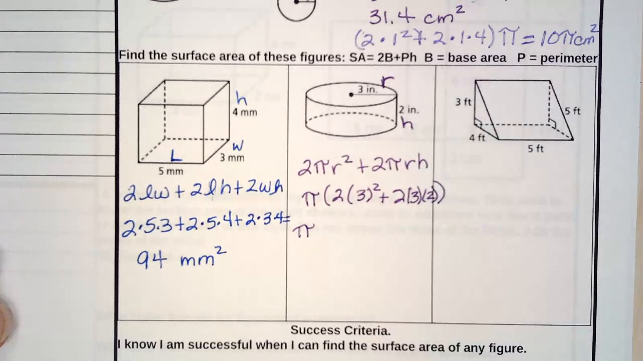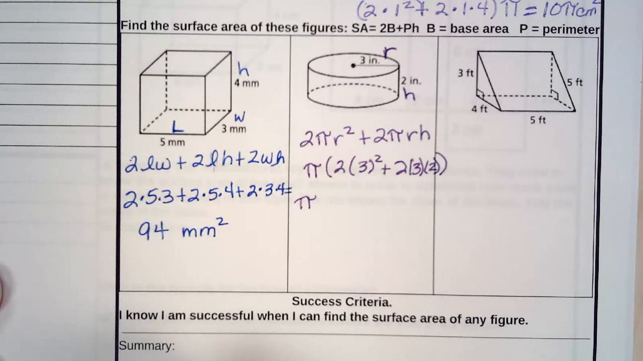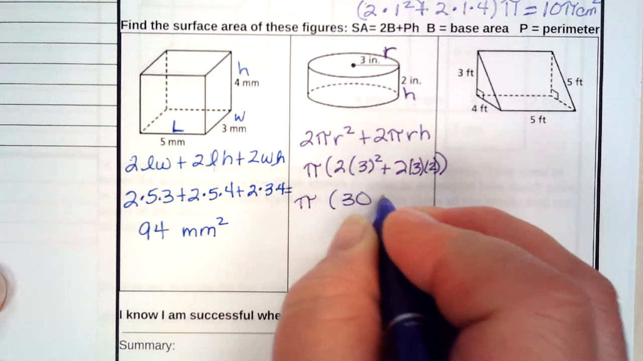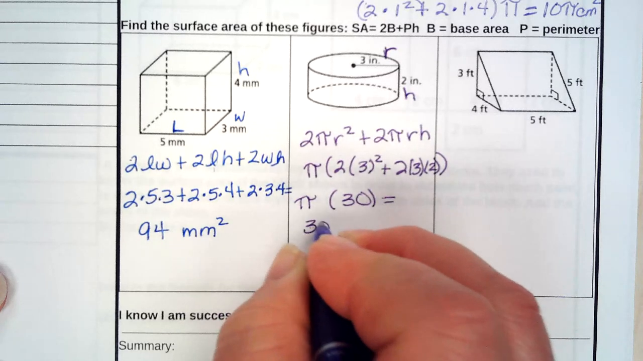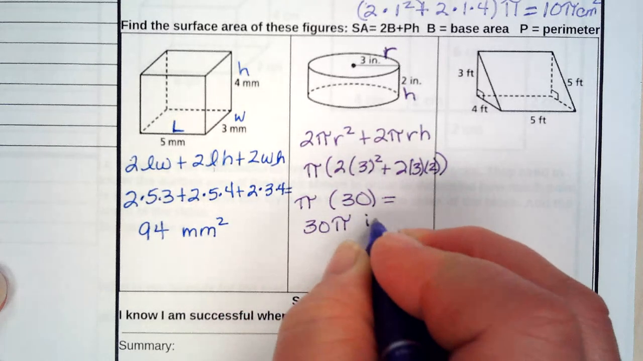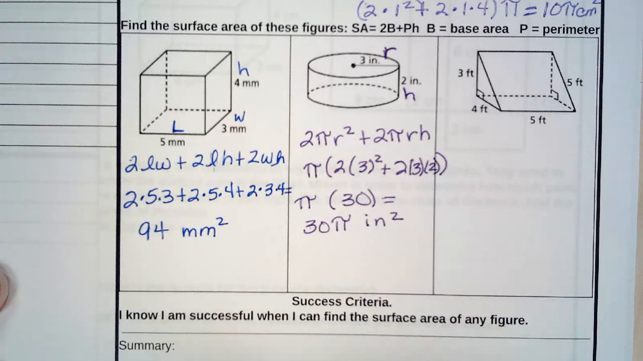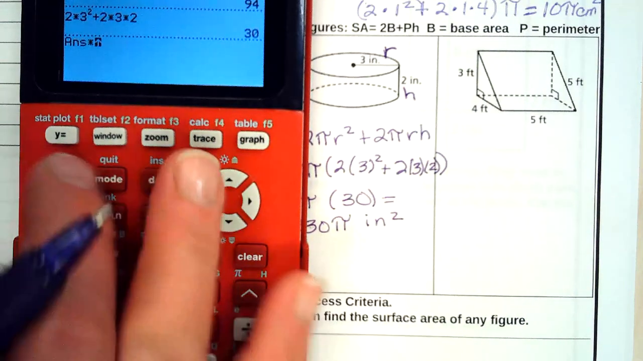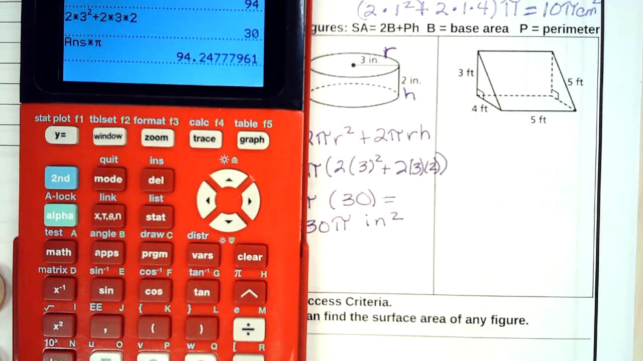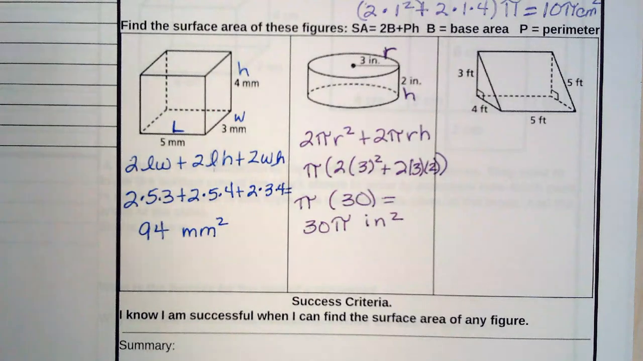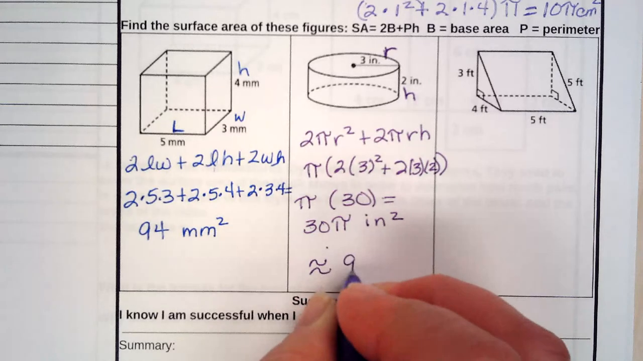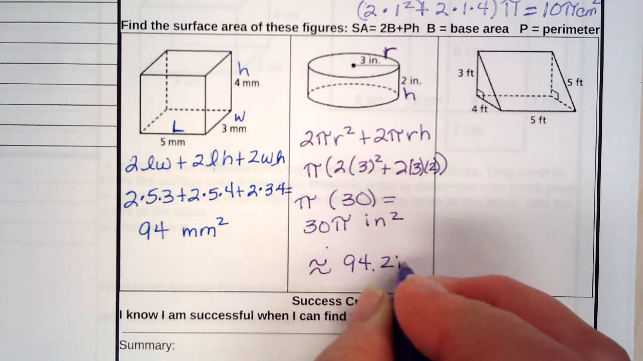30. And this is simply 30 pi inches squared. That's the exact amount. When I take 30 and multiply it by pi, I get 94.2477, which is about 94.2 inches squared.